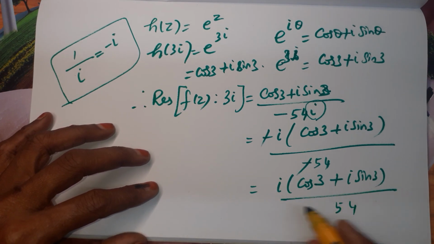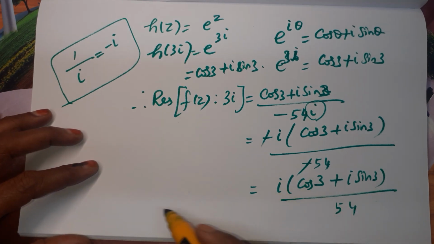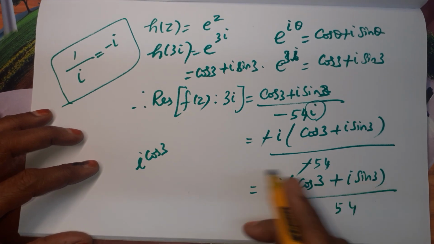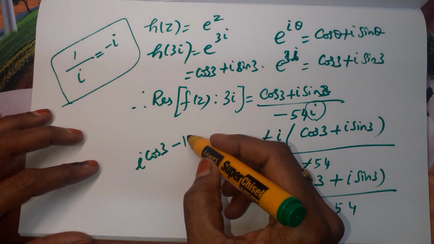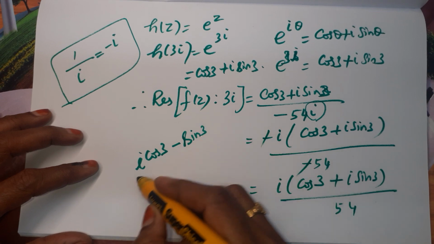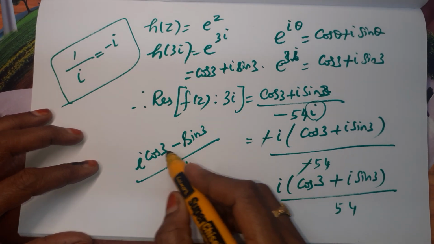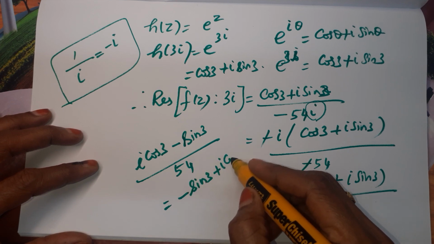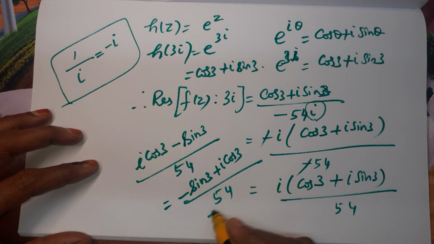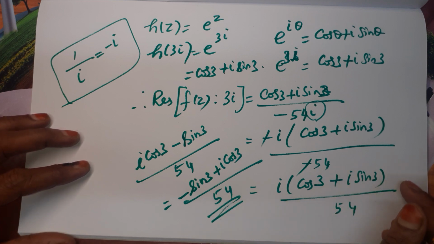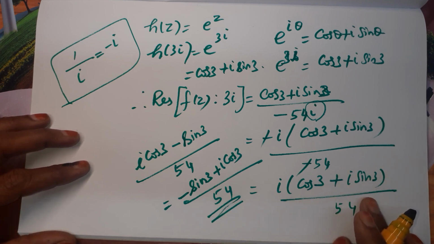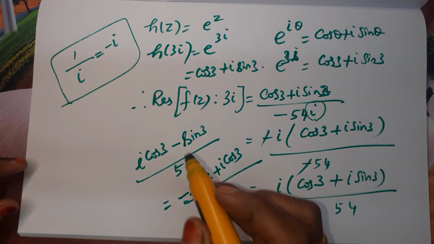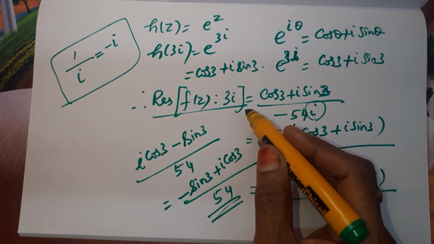This one, you can simplify further if you want. Multiply the i inside. i into cos 3, i into i squared, that is minus 1 into sin 3, that is minus sin 3 by 54. If you write the real part first, it is minus sin 3 plus i cos 3 by 54. You can simplify further, or else you can leave it up to this. Okay. So this is the residue of f of z at the pole 3i.